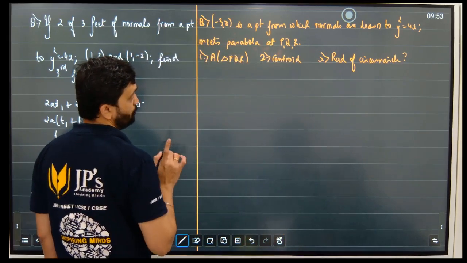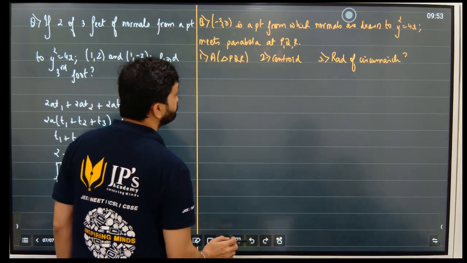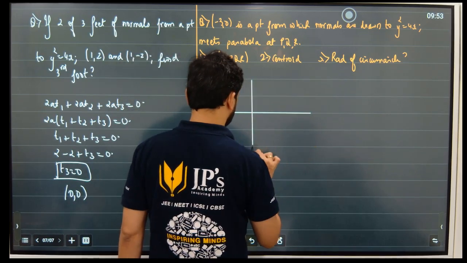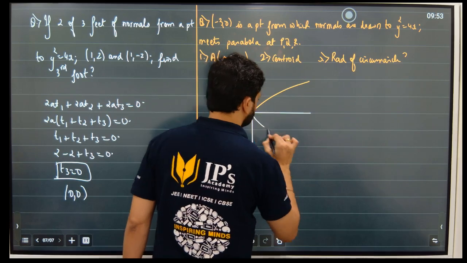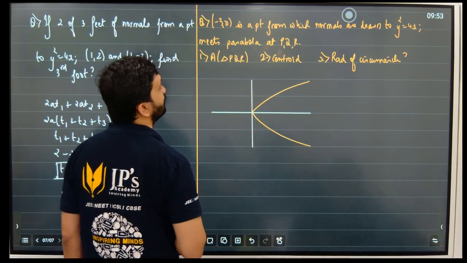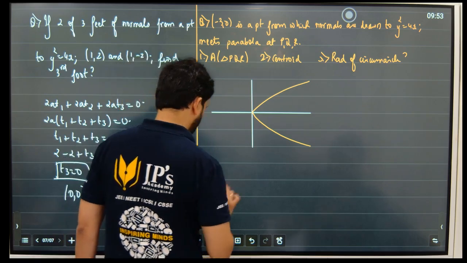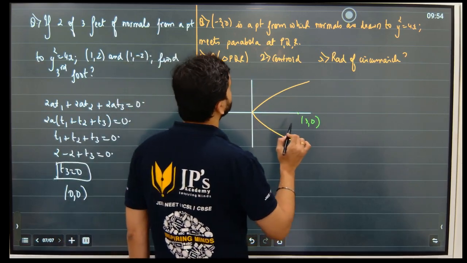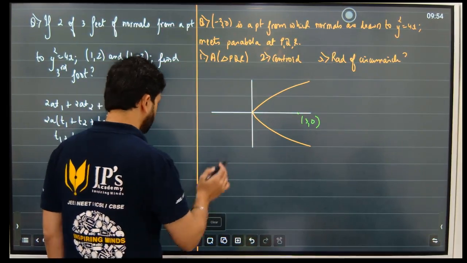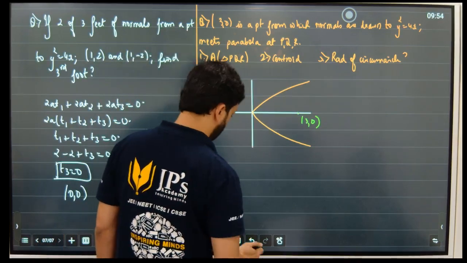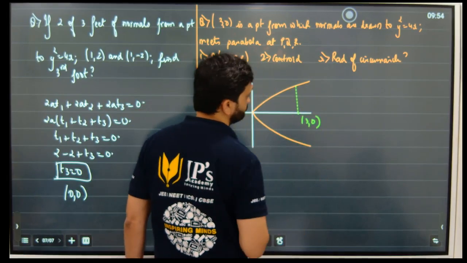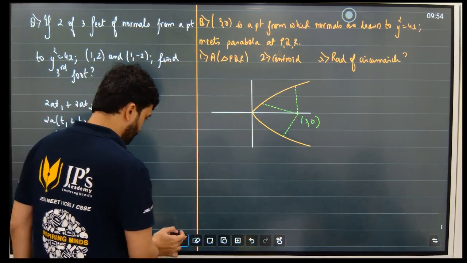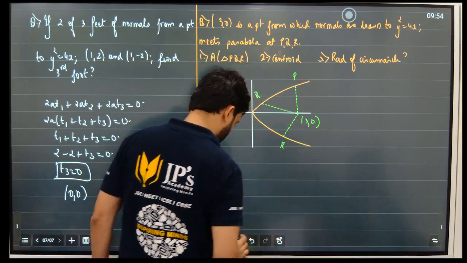Obviously, normals are drawn to the parabola at P, Q, R. Okay, so from a point, this is your point 3, 0. Sorry, wrong question, this is 3, 0. Now, here P came, here Q came and here R came. Suppose I have taken 3 points P, Q and R. So we will take this as P, this as Q and this as R. This is the normal. Normal obviously means the tangent will be perpendicular.